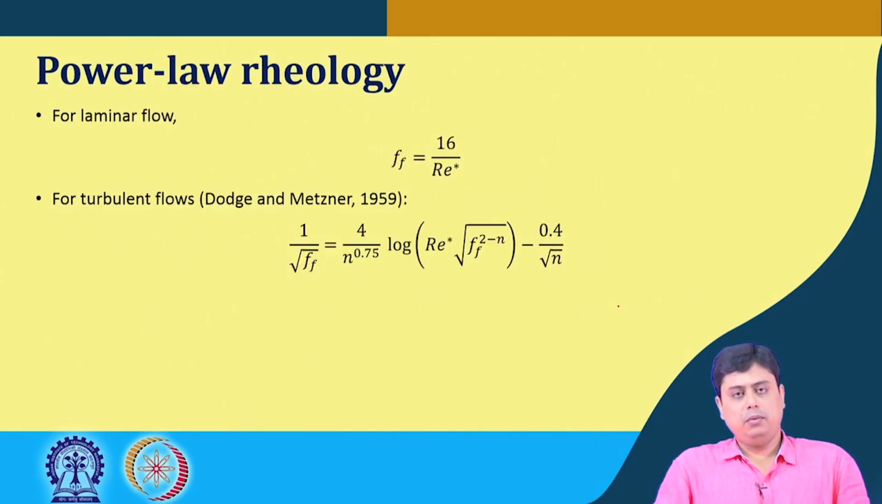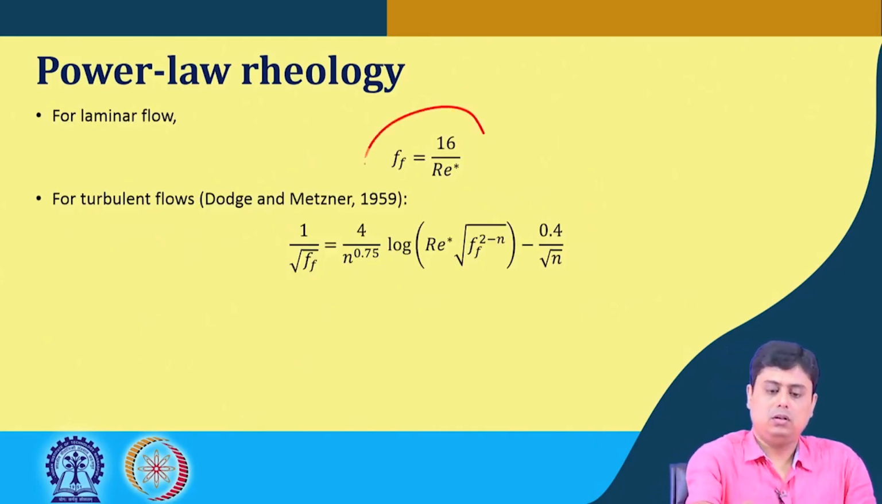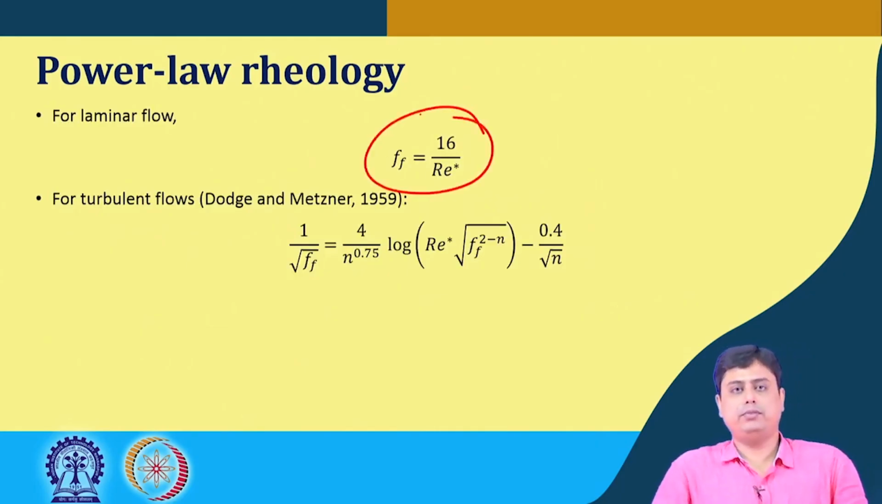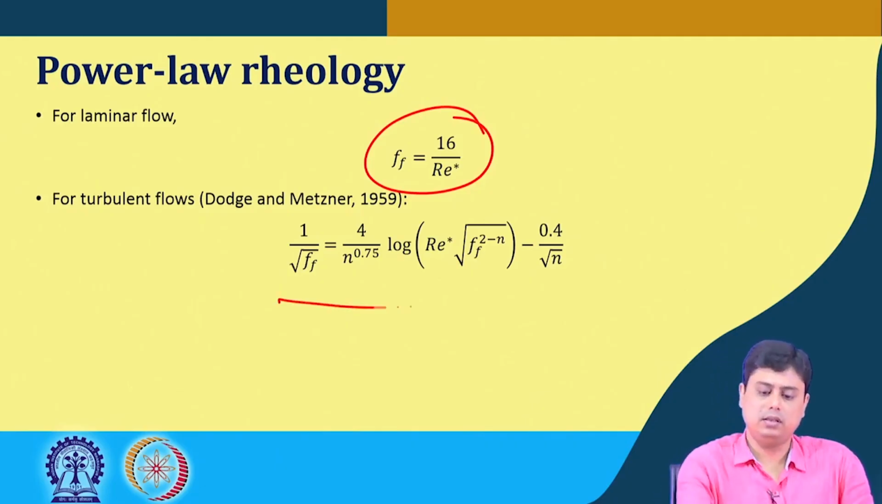Now, for laminar flow, the expression for the friction factor is 16 by Re, where Re again is the Reynolds number modified by the effective viscosity for the power law liquids. And for turbulent flows, as I mentioned, there are several correlations available, and one of such is given here.